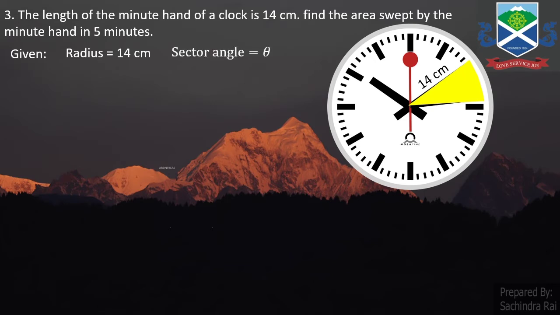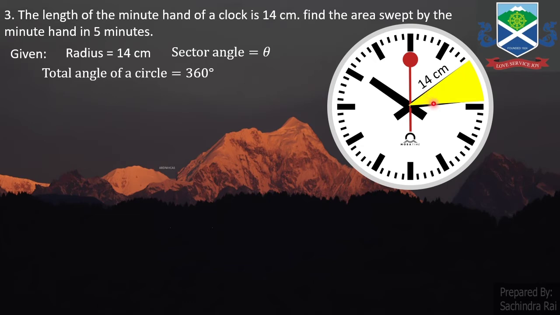Now the angle of the sector is not given to us, which is theta. So first of all, we need to find out the angle of the sector, or the angle swept by the minute hand in 5 minutes. We all know that the total angle of a circle is 360 degree. That is, when this minute hand moves from this position to this position, then it covers 360 degree.